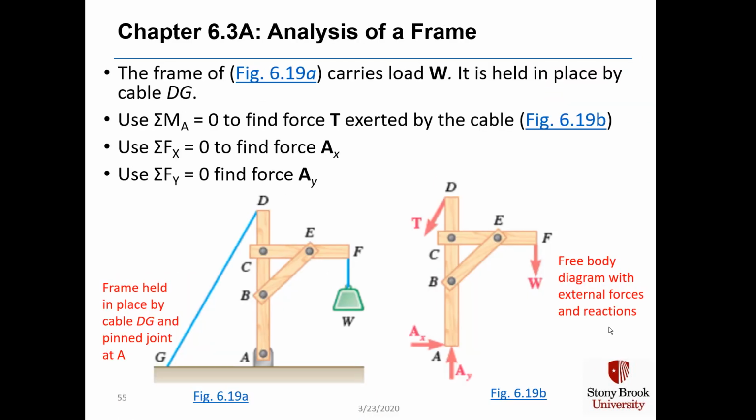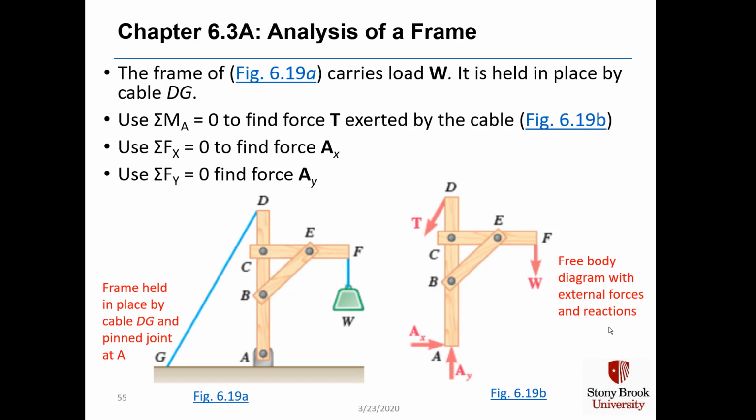The frame of figure 6.19a, which we briefly went over at the beginning of this chapter, is shown here again at the bottom, and it carries load W, and it's held in place by cable DG. DG keeps the frame from wanting to rotate due to the weight W. Weight W would make the frame rotate clockwise around pinned reaction point A, but the existence of the cable DG provides the counterclockwise moment to keep the frame stable.